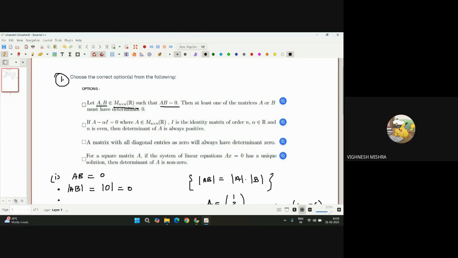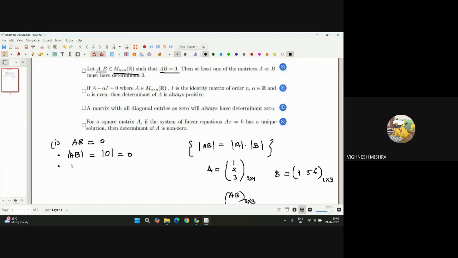Okay. Works. What about option two? Oh, first option we have not done yet. So determinant of AB can be written as determinant of A times determinant of B is equal to 0.